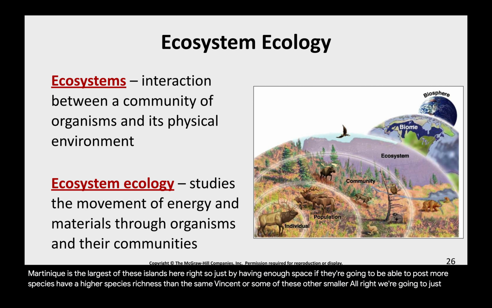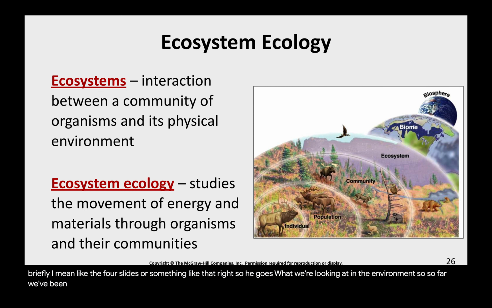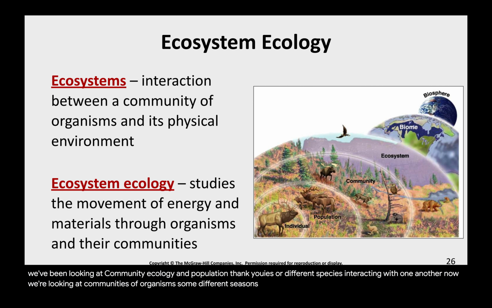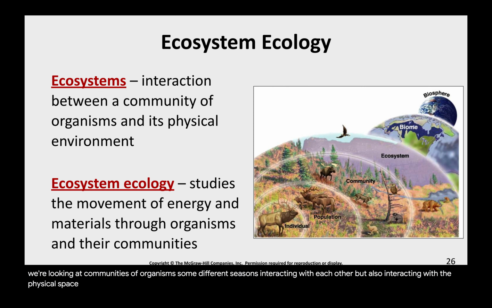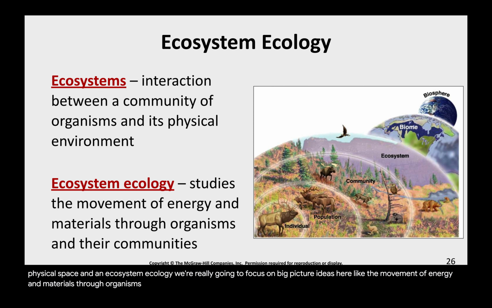All right, we're just going to briefly touch upon ecosystem ecology. I felt like I would be doing you a disservice if I didn't talk about it at all. But when I say briefly, I mean we have about 4 slides. Ecosystem ecology is taking a step further in what we're looking at in the environment. So far we've been looking at population ecology and community ecology, the same species or different species interacting with one another. Now we're looking at communities of organisms, different species interacting with each other, but also interacting with their physical space. In ecosystem ecology, we're going to focus on big picture ideas, like the movement of energy and materials through organisms and through their communities. So we're looking at overall productivity, energy going into the system and energy leaving the system.